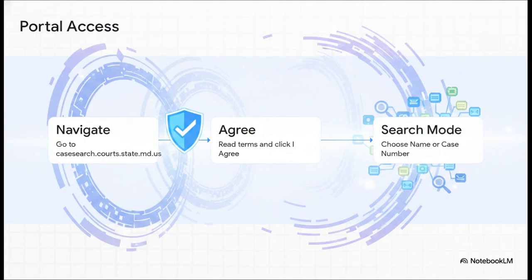Getting into the portal is a very specific sequence. First, just navigate to casesearch.courts.state.md.us. Right away, you're going to get hit with a legal disclaimer page. You absolutely must accept these terms and hit I Agree to get through the digital front door. Basically, you're just acknowledging that the database is for informational purposes and there might be some administrative delays. Once you hit agree, the whole thing opens up and you can pick your search parameters.